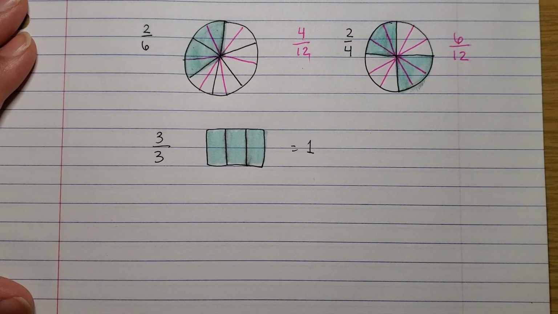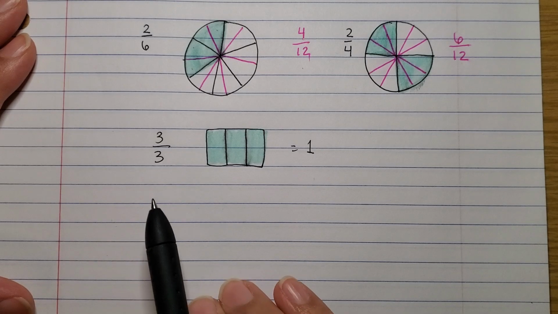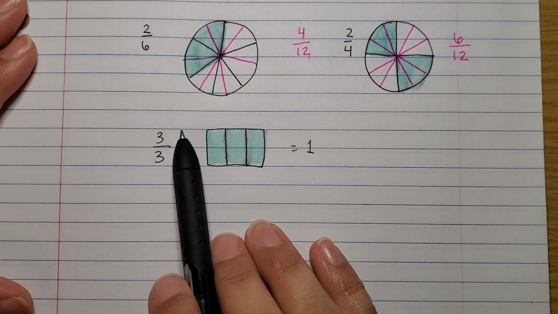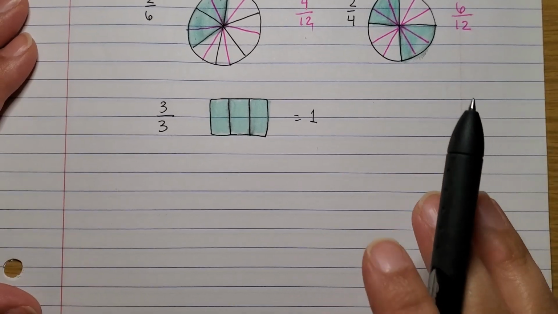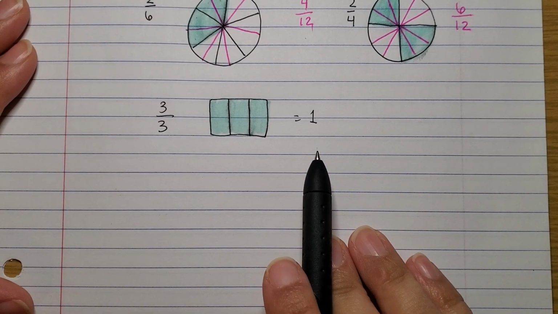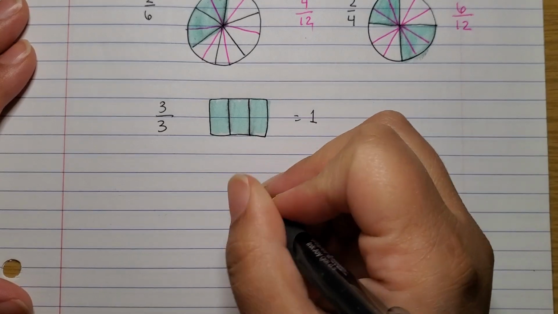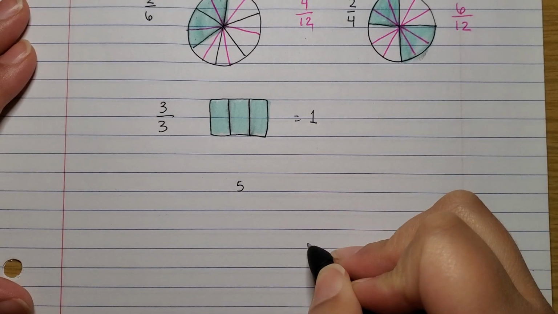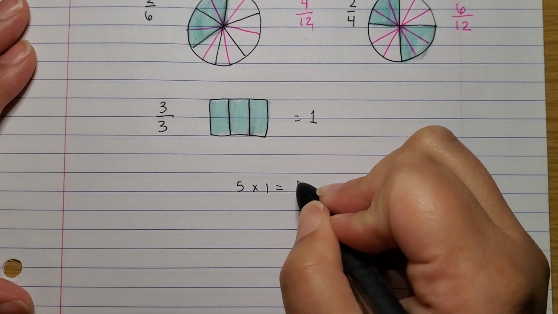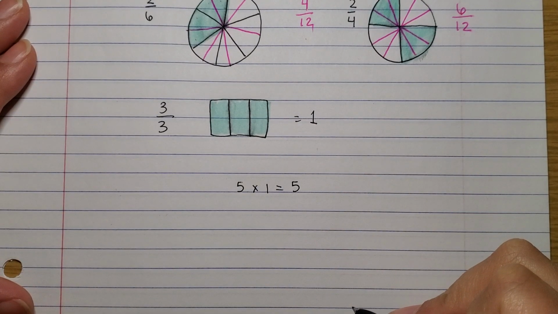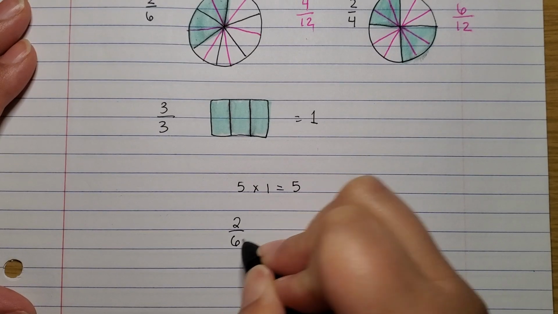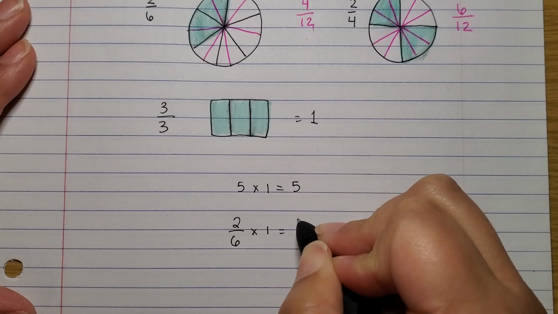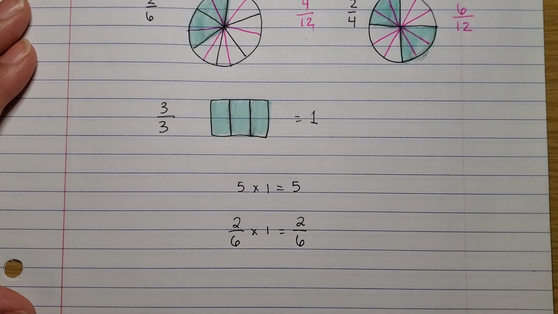Except for 0, because 0 is the problem child. But if you have any other number, like 5 over 5, a million over a million, it's always going to equal 1. The reason 1 is an interesting number in this case is because if you take any number, for example 5, and you multiply it by 1, you get the number back again. So for instance, if I were to take 2/6 and I multiply by 1, I'm going to get 2/6 back again. I'm going to get the same value.